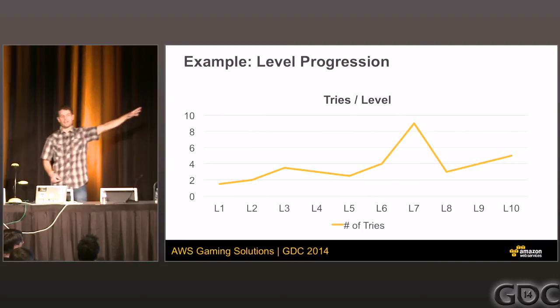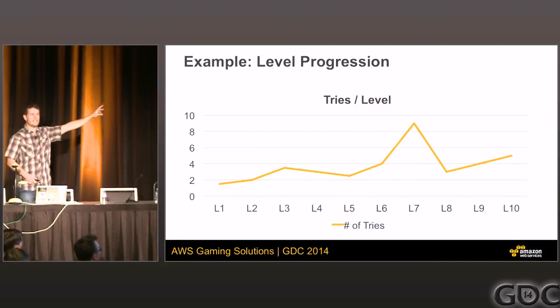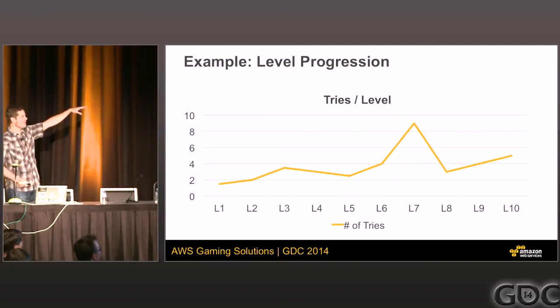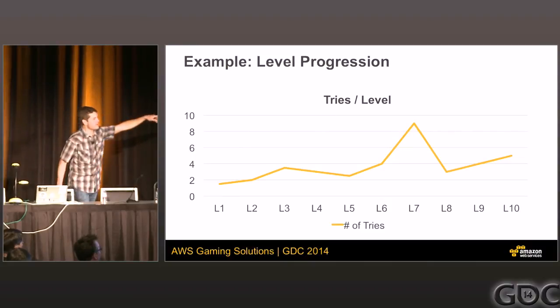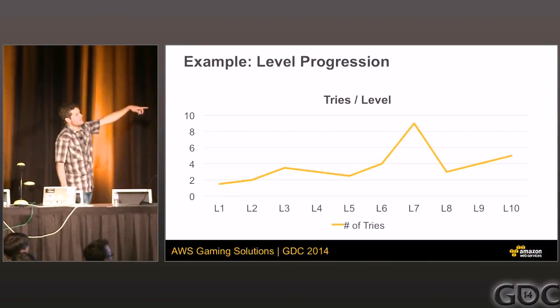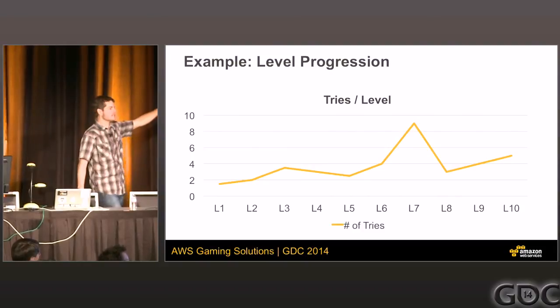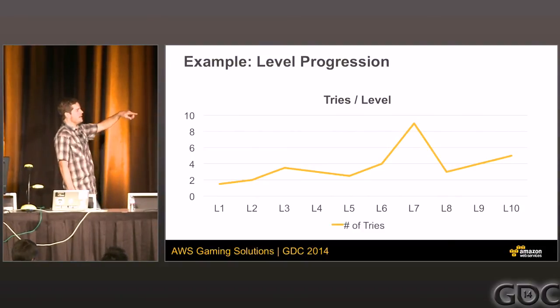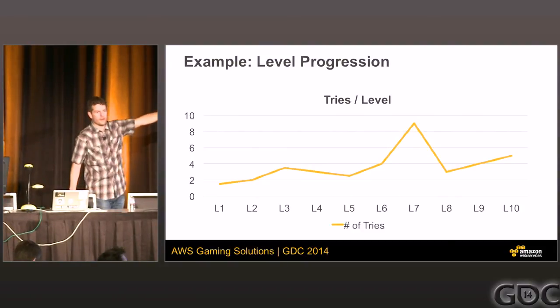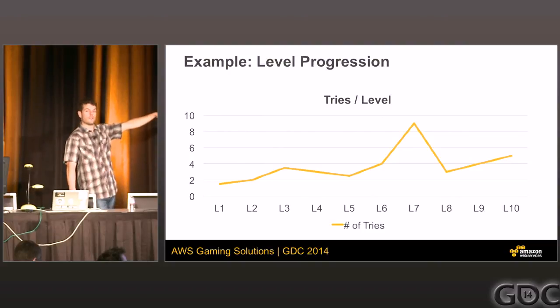I just made this data up. This is totally bogus data, but it's just to illustrate a point. The idea is, for levels 1, 2, 3, 4, 5, this is how many tries it took for a person to get past each one. So you collect this data, and it looks like level 7 is really too hard. First off, the thing I want to highlight is that this is already way better than having nothing.